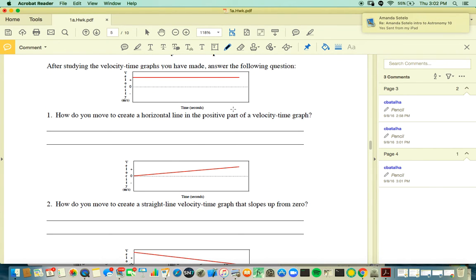After studying the velocity-time graph, you have made the answer. Answer the following question: how do you move to create a horizontal line in the positive part of velocity versus time? So here, see, the velocity is constant. Which means how do you move? You just move away from the origin with a steady pace. So you go, let's say, 1 meter per second every time.